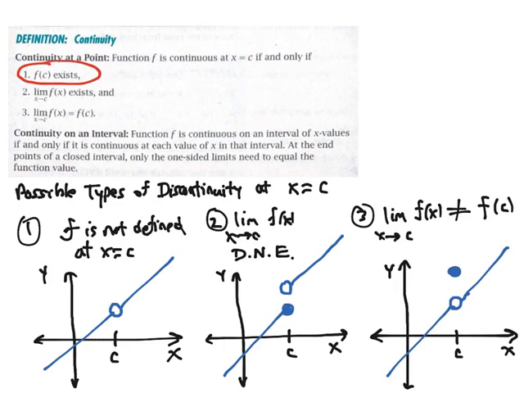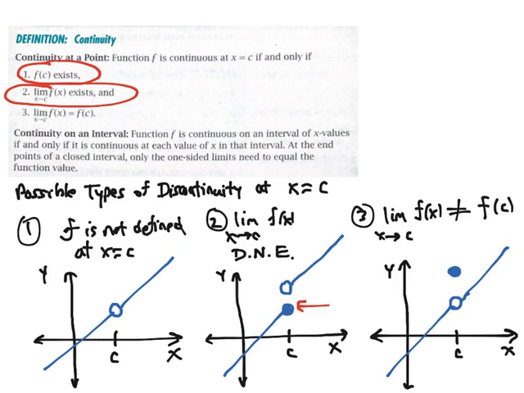In the second case, the function is defined at x is equal to c. However, the limit of the function as x approaches c does not exist because the left-sided and the right-sided limits are not equal to each other. So this is what we call a non-removable or a jump discontinuity. So we've got to make sure that does not happen, so we also require that the limit of the function as x approaches c exists.